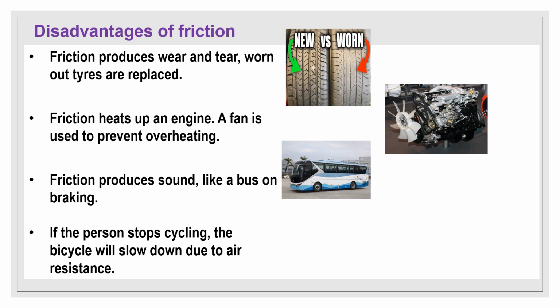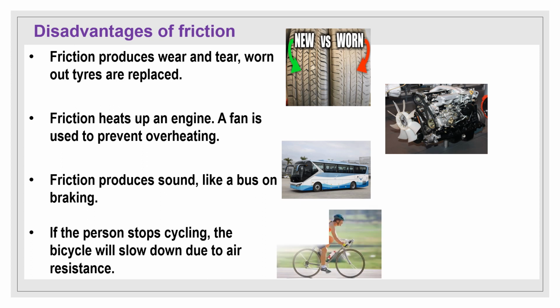Friction produces sound, like the sound produced by a bus when it brakes. Furthermore, if the person stops cycling, we say that she is going to slow down because of air resistance. So here we have some of the disadvantages of friction.